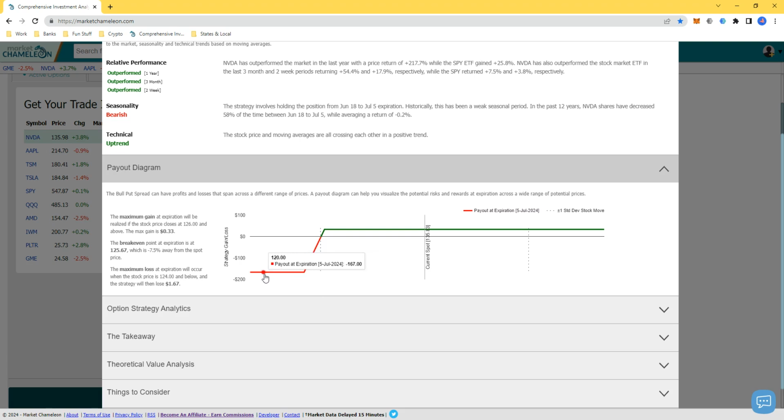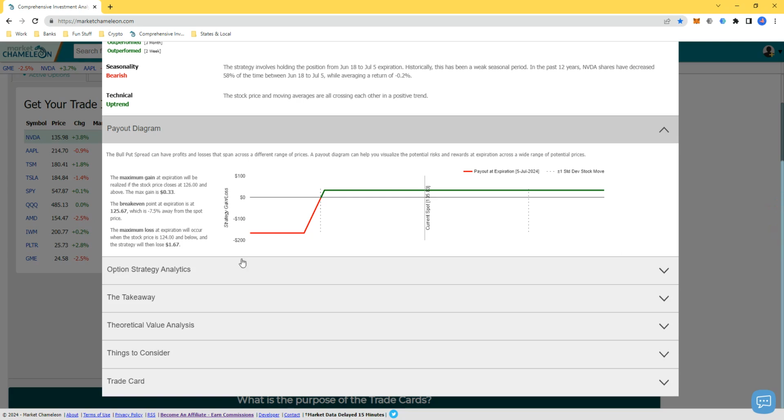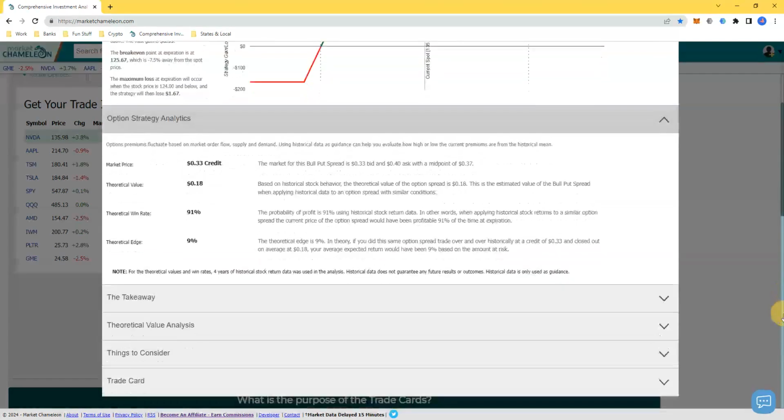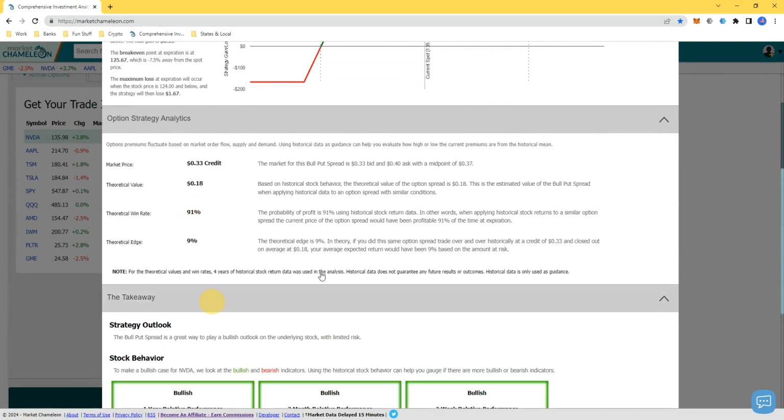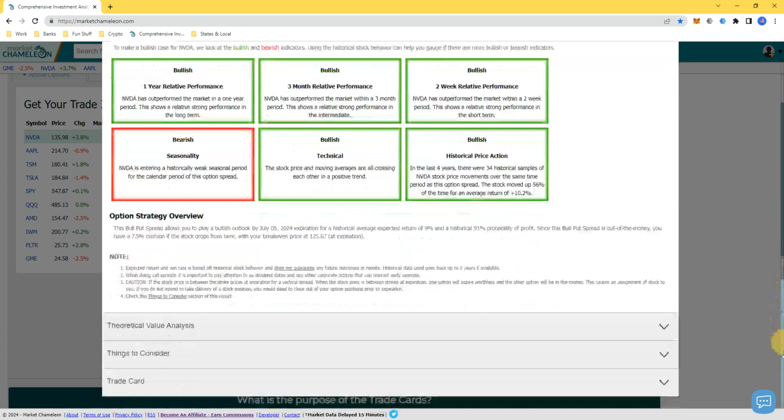That's your max loss. If NVIDIA goes down by more than like 10, 13 bucks, which is a lot, could happen, but if it does, you still collected, that money is yours. The 33, 35 bucks, that's yours no matter what, compared to 18 bucks that you should have gotten based on history. And you can check and see this trade again. Theoretical edge of 9%, 91% win rate. It's a beautiful thing. Takeaway, this is NVIDIA.